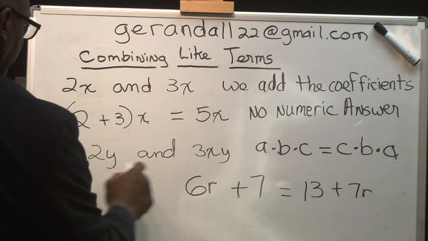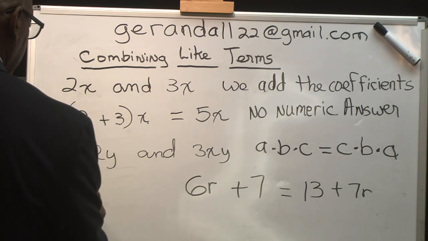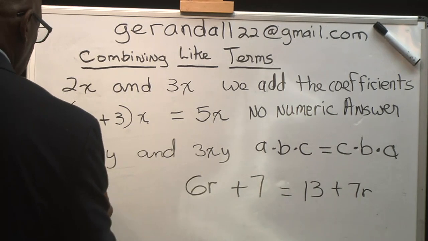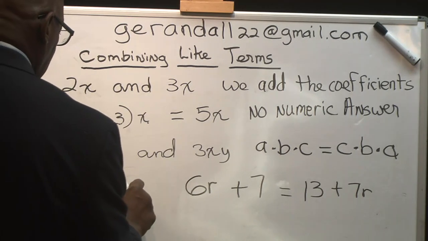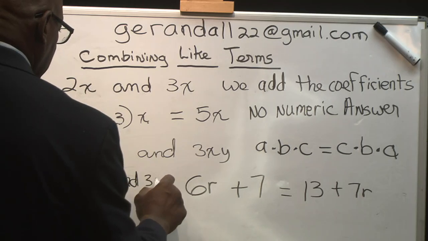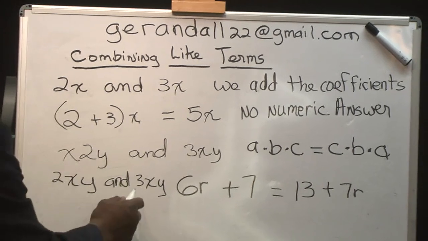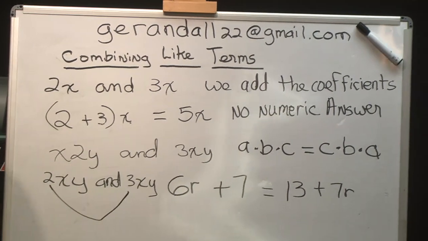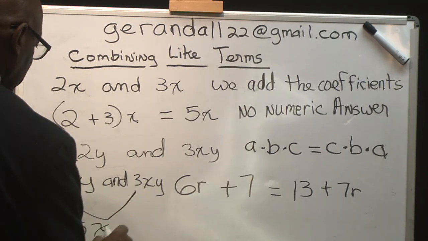So even though these are not in the same order, because of the multiplication commutative property, we can rewrite 2 times x times y and 3 times x times y. Again, we would combine the coefficients and get 5 times x times y.